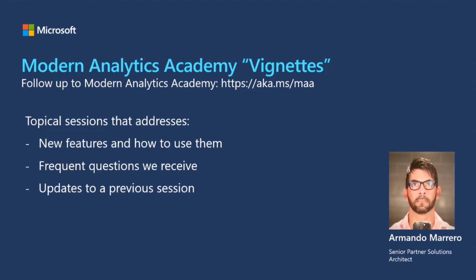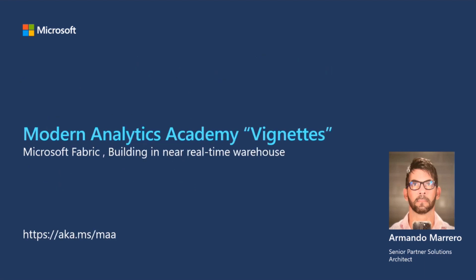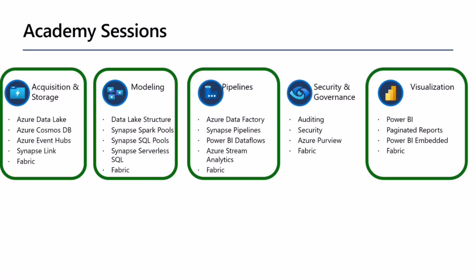Analytic vignettes regularly address new features and how to use them, frequent questions we receive, and updates to a previous section. Today's section is going to be about building a near real-time warehouse in Microsoft Fabric. Academy sections fall under five pillars. Today's section is going to be touching four of those: acquisition and storage, modeling, pipelines, and visualization.